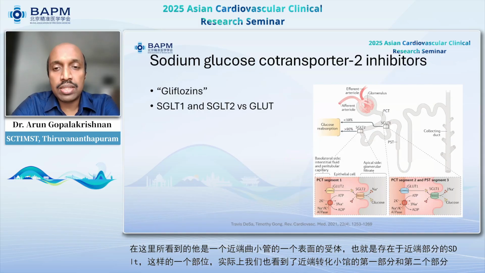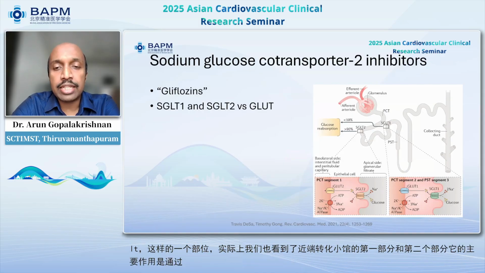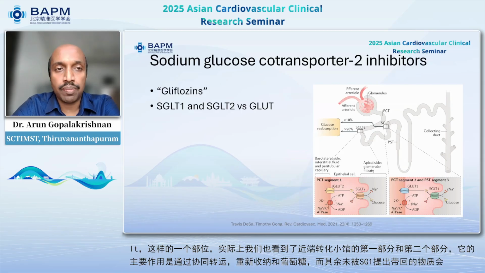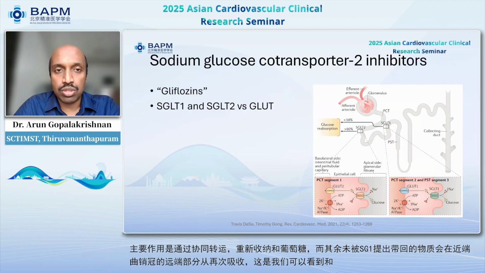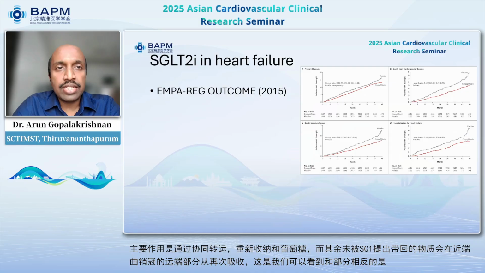As opposed to that, GLUT is another set of receptors which is present on the basolateral part of the proximal convoluted tubule and is an energy-dependent transport. So SGLT2 inhibitors inhibit this process and lead to natriuresis and excretion of glucose.